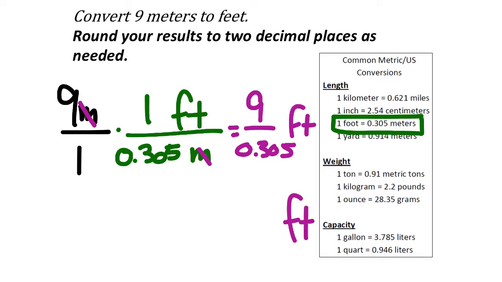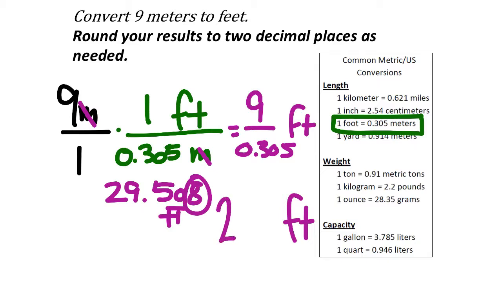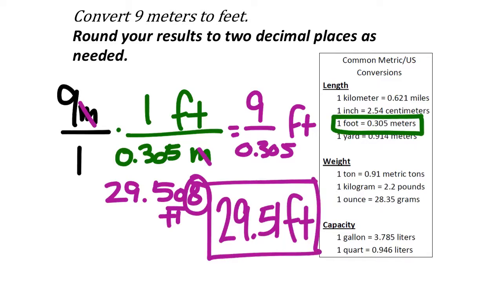Well, I'll just simplify this. 9 divided by 0.305, just in the calculator there, which shows as 29.508, we'll see. So the 0 is in the hundredths position, 2 decimal places. The 8 in the thousandths is going to add 1 to the zeros, which makes this 29.51 feet approximately.